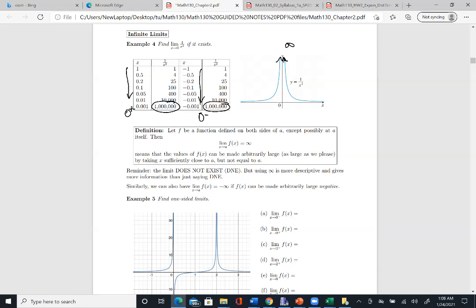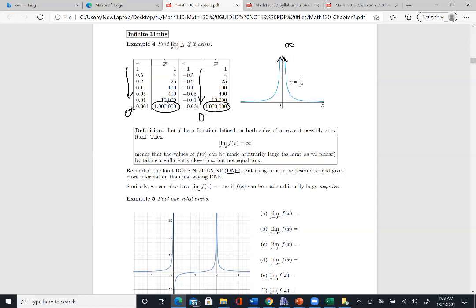Reminder, when the limit does not exist we notate it by DNE, but using infinity is more descriptive and gives more information than just saying DNE, right? Similarly, we can also have the limit of f(x) when x goes to a equal to negative infinity if f(x) can be made arbitrarily large negative, right?